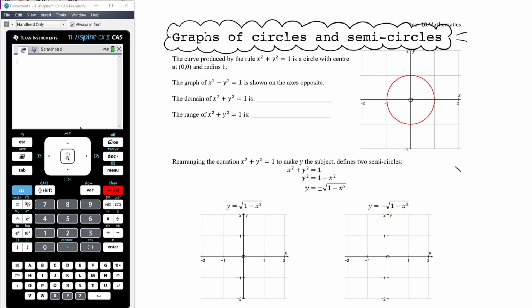Okay, so in this video we want to introduce the graphs of circles and semicircles. Now a circle is a slightly different beast to what we've looked at with our other graphs in this topic, because a circle is not a function.